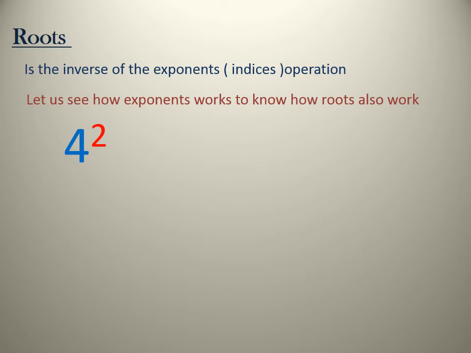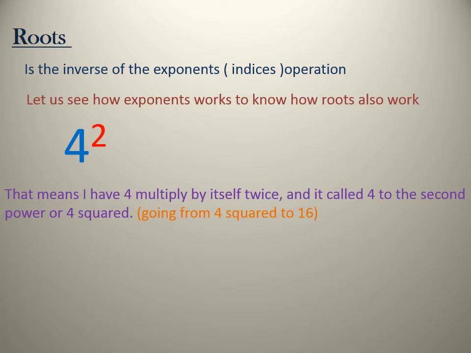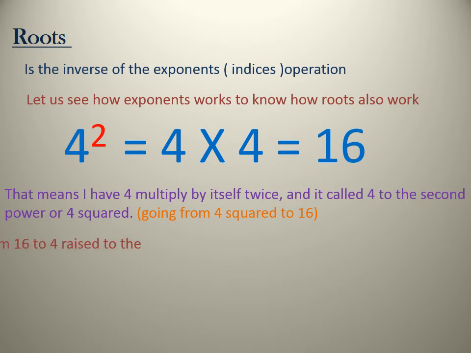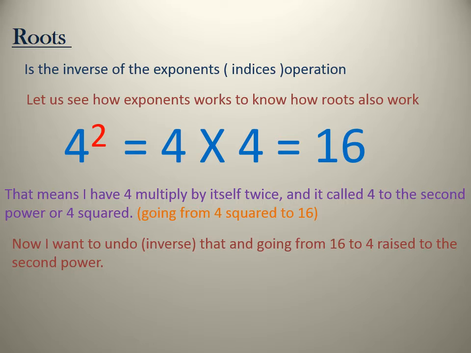If I have 4 squared, or 4 raised to the power 2, that means I have 4 multiplied by itself 2 times. It is called 4 to the second power, or 4 squared. Going from 4 raised to power 2 equals 16, it means 4 times 4 equals 16. Now I want to undo or inverse that, going from 16 to reach the base, which is 4.